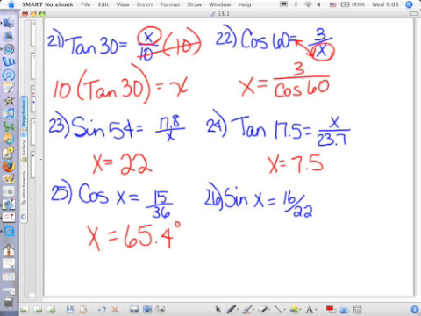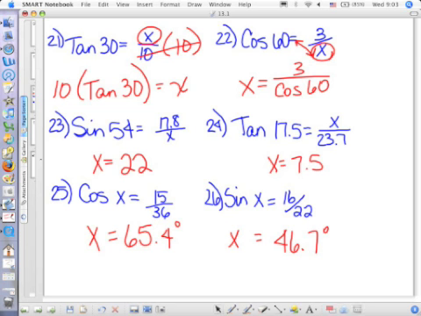Why did I put a degree symbol after this answer and I didn't after the other answers? Because on number 25, I'm looking for an angle measure. On these first 4 problems, I was looking for the length of a side. And side length is not expressed as degrees, but angle measures are. All right, and then number 26, just to finish off the page. X is approximately 46.7 degrees. Okay, that's using our calculator.